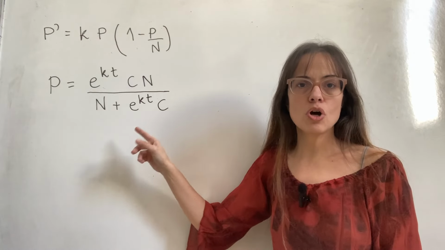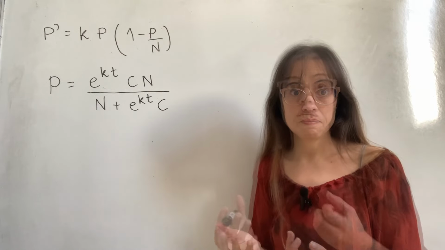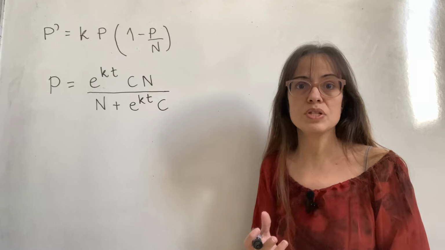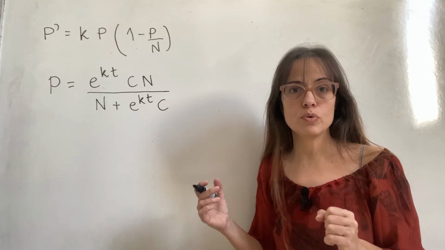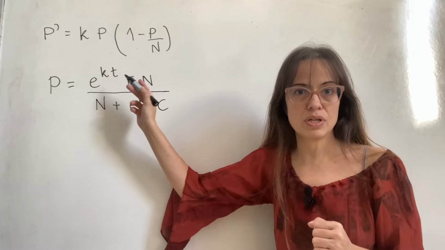But it's often not written down in this way. So I'm going to do a little bit of manipulating again in order to get it into the format that you will usually see it written. So first of all, I'm going to divide the numerator and denominator by e to the kt.